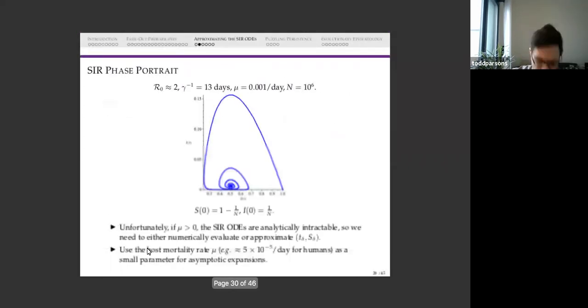Yeah, so here we go. Here's my picture. Again, I said I'm starting off here. These are the ordinary differential equations. This is my initial phase. There's a branching process approximation here.